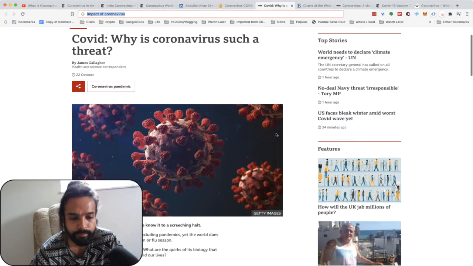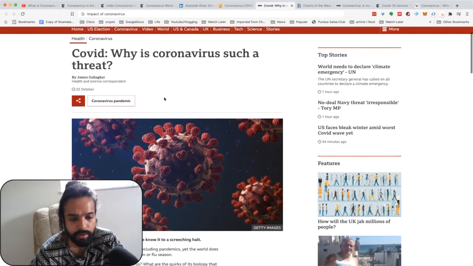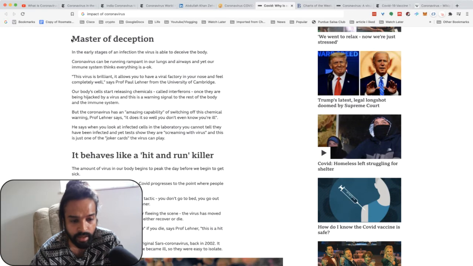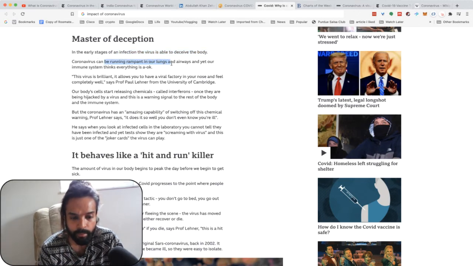Okay, finally, this is another BBC news that I will link later. Why is coronavirus such a threat? Because it is the master of deception. In the early stages of an infection, the virus is able to deceive the body. If you have the coronavirus, you actually won't be able to tell you have it. Coronavirus can be running rampant in our lungs and airways, and yet our immune system thinks everything is okay. Virus is brilliant. It allows you to have a viral factory in your nose and feel completely well.